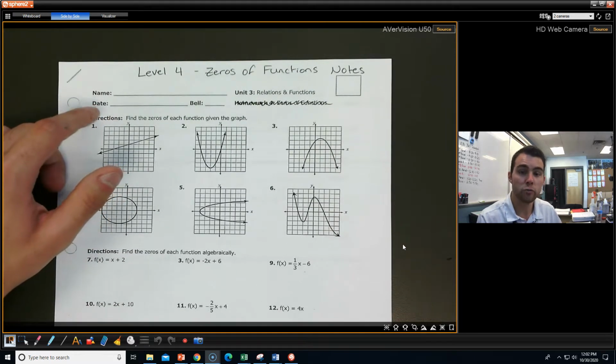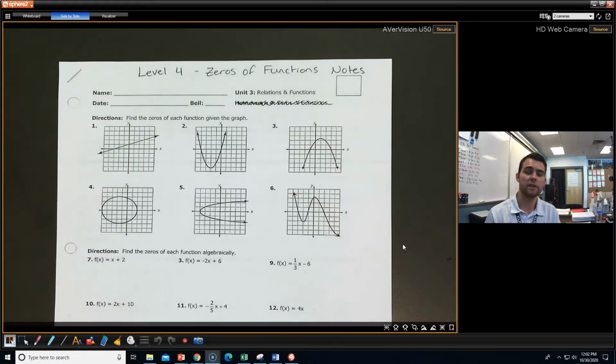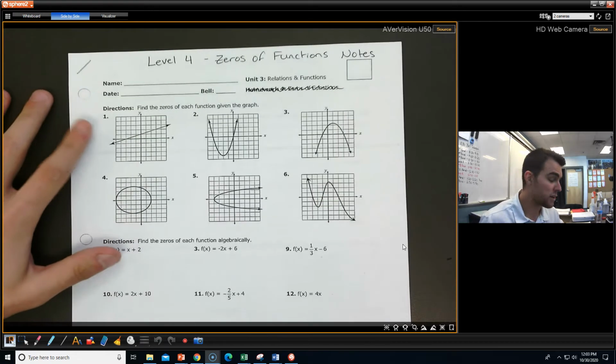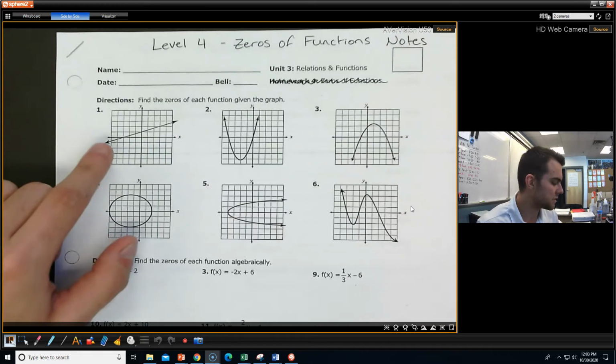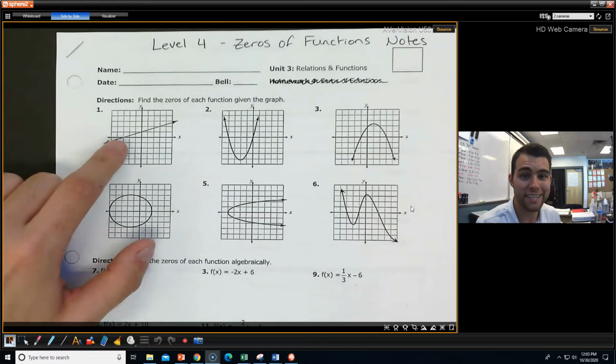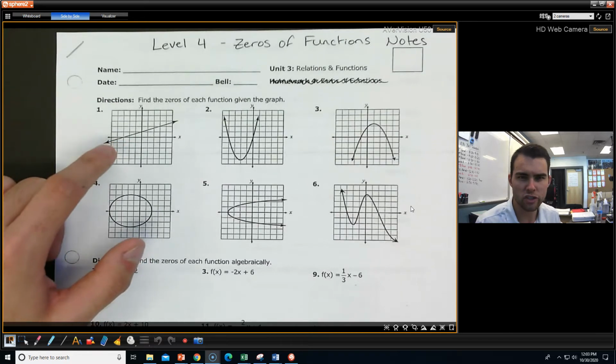I'd like you guys to recall from yesterday and maybe talk to a partner. What does zero of a function mean? Let's see if you guys can remember. And go. Alright, we're back. The zero of a function, we call it the x-intercept, but more specifically, it's where our graph crosses the x-axis, right? It's just whatever that x-coordinate is that's on the x-axis.